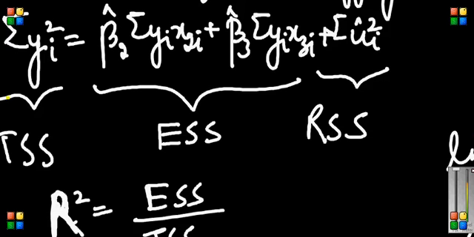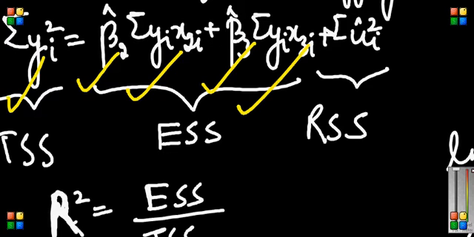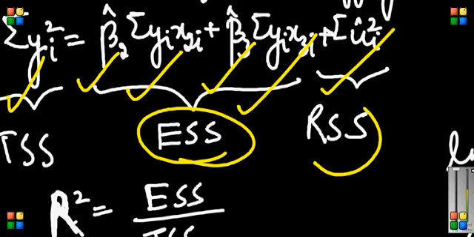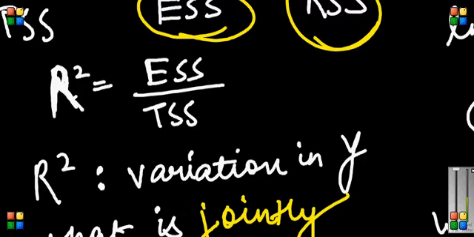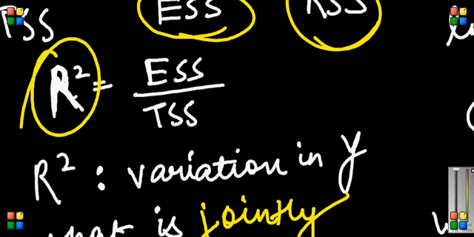So you will get summation yi square is equal to beta 2 hat summation yi x2i plus beta 3 hat summation yi x3i plus summation ui hat square. This is the total sum of squares, this is the explained sum of squares, and this is the residual sum of squares. Now in a 3 variable case, I introduce capital R square, which is ESS by TSS.